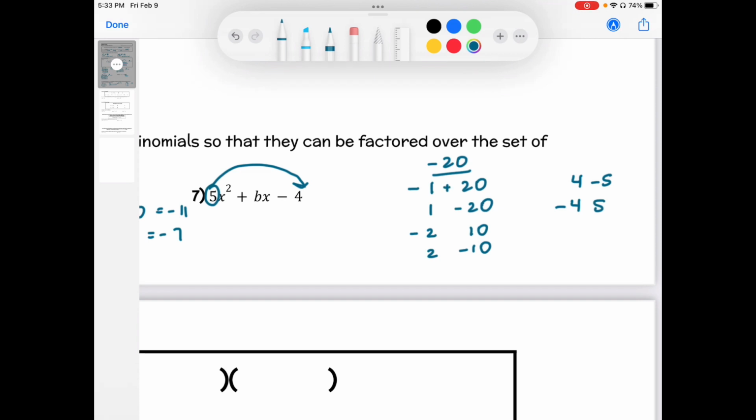So negative 1 plus 20 is going to be negative 19. So that's one of our options for b. 1 minus 20, I did that wrong. That would be positive 19. So negative 1 plus 20 is positive 19. 1 minus 20 would give us negative 19. Negative 2 plus 10 would give us 8. 2 minus 10 would give us negative 8.